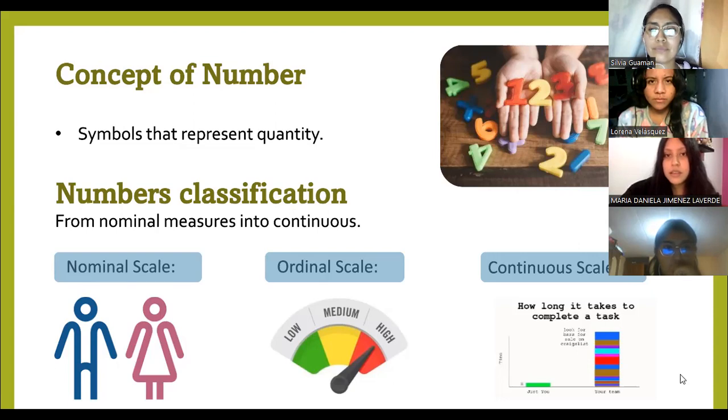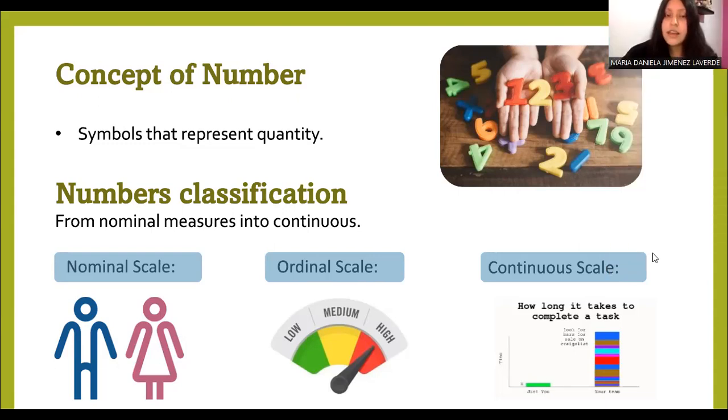The nominal scale simply assigns names or tags with a numeric value, such as classifying students by gender. The ordinal scale establishes a certain order, such as grouping performance levels into low, medium, or high. The continuous scale allows measurements at any point, such as the time required to complete an educational task.